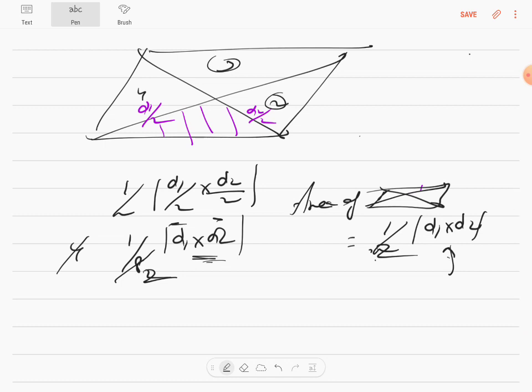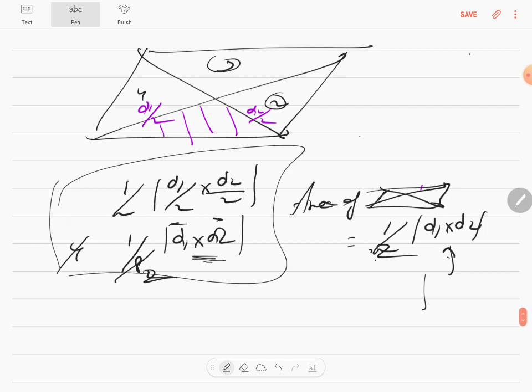With using both its diagonals, it's half of d1 cross d2. They'll ask you to prove this also. Okay, this itself is a proof. Everything in here, whatever I'm teaching, itself can come for the board exam. Don't think only the exercise will come. So I'm going to only do the exercise.